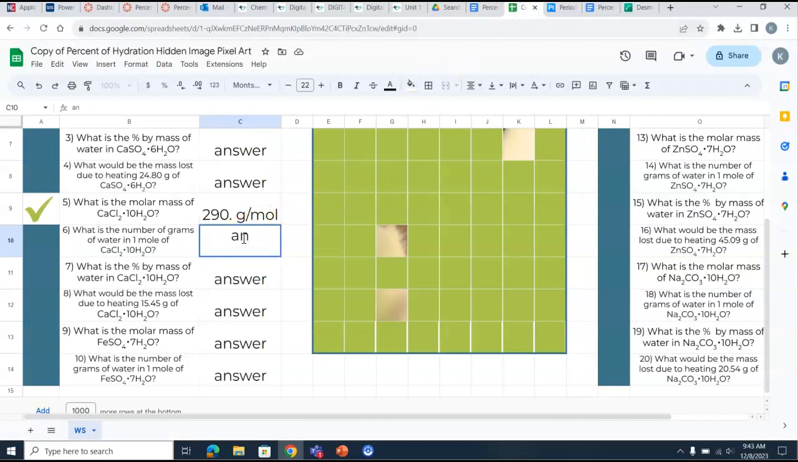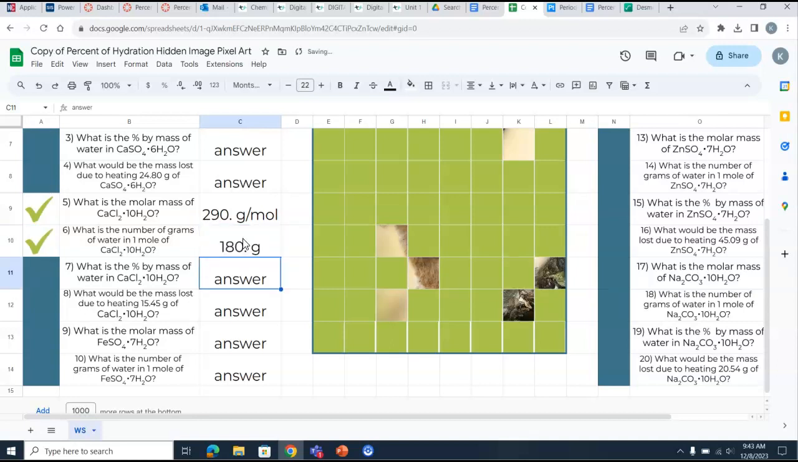So I'm going to do 180 grams, and that one is just in grams. So when it's asking for the grams, you just have to put grams. And as a reminder, the way that we're doing these is the same process for all of them. Okay, so there are 4 molecules here.